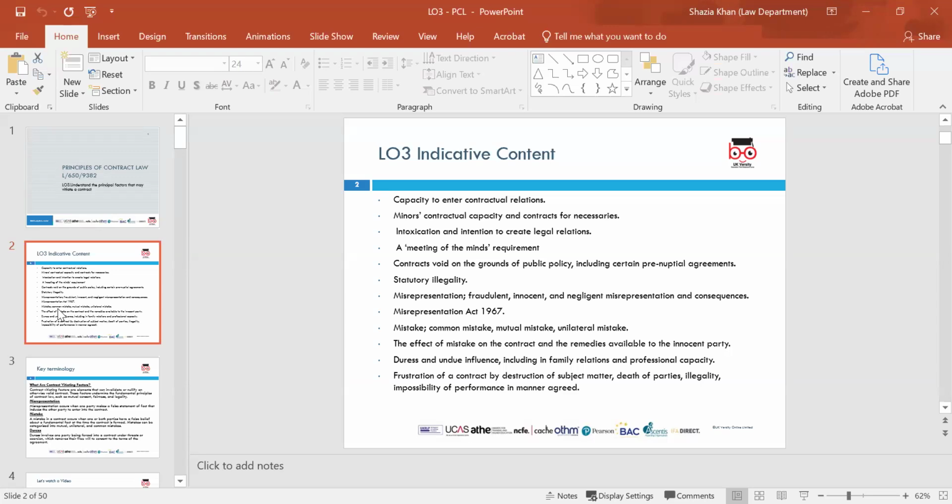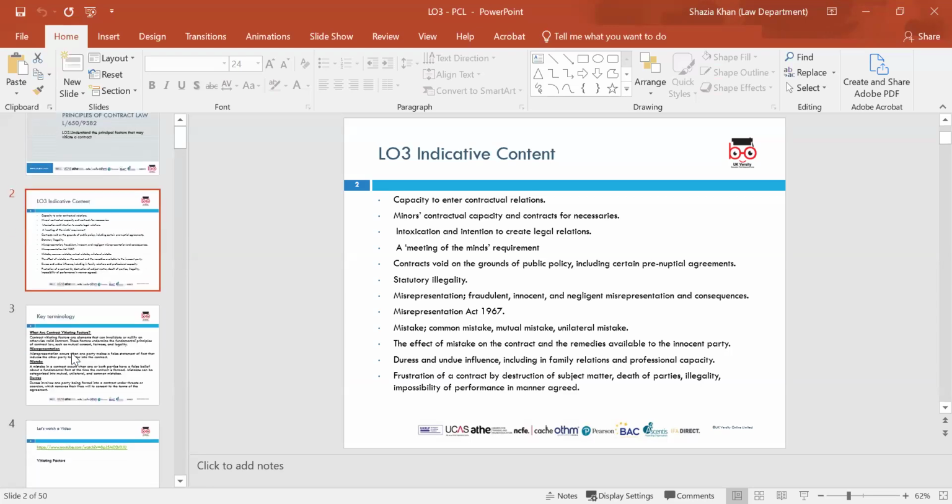Mistake, different types of mistake, common, mutual and unilateral. The effect of mistake on a contract and the remedies available to the innocent parties. So what happens if there's a mistake made, what remedies are available? Duress and undue influence and frustration of a contract.